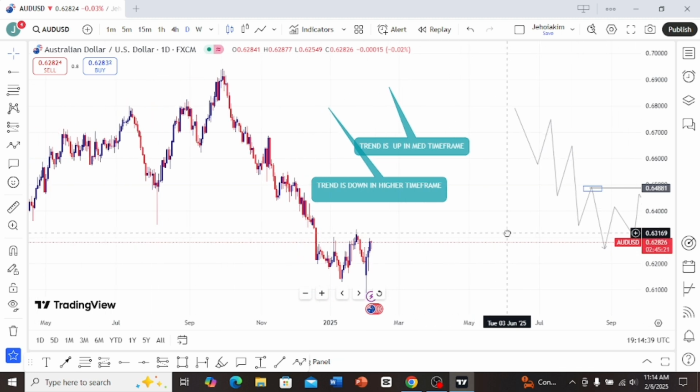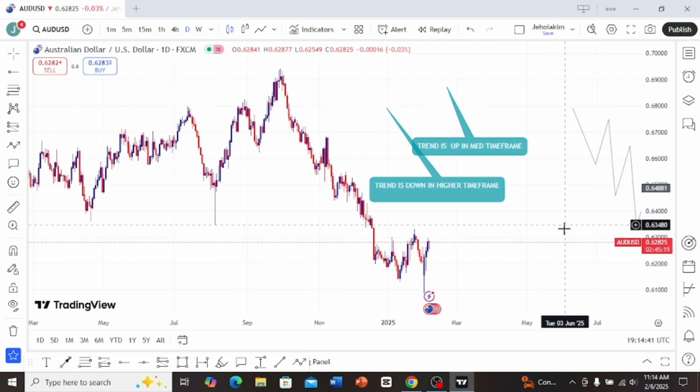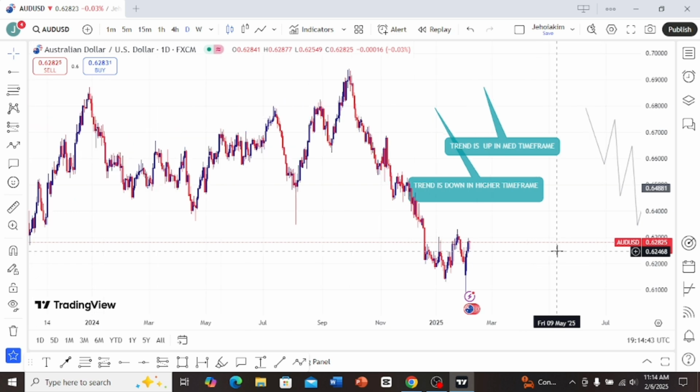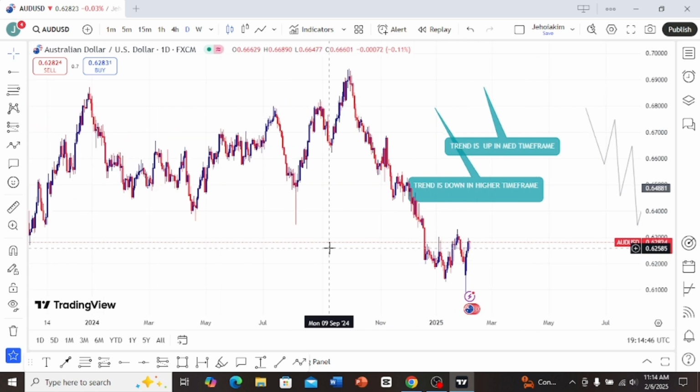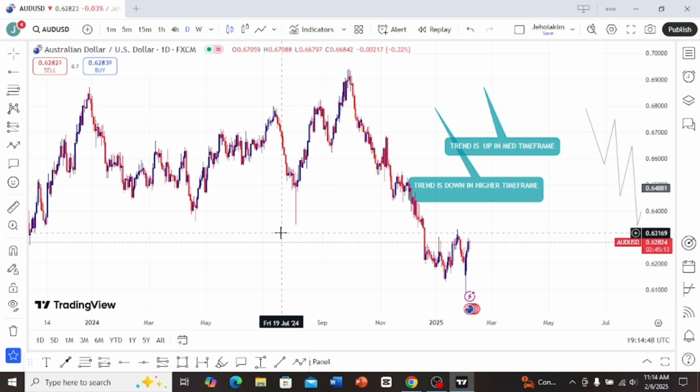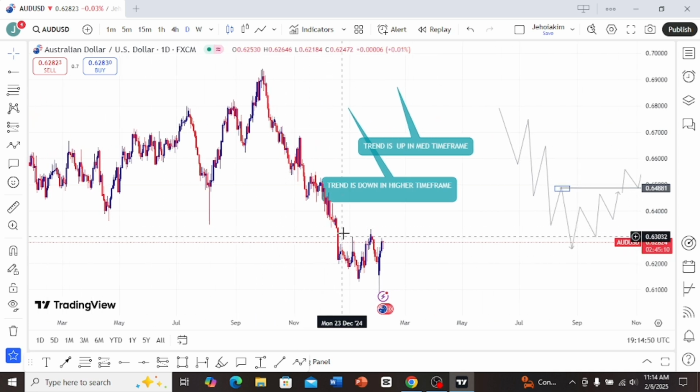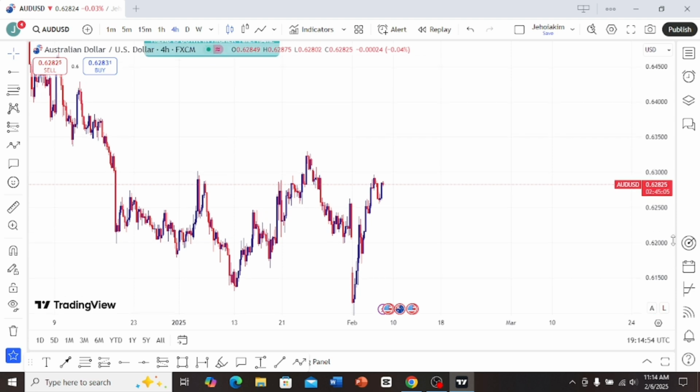Now looking at what is happening currently in the market, we did not see any form of change of character, except at this current price. Let me go to 4 hours.